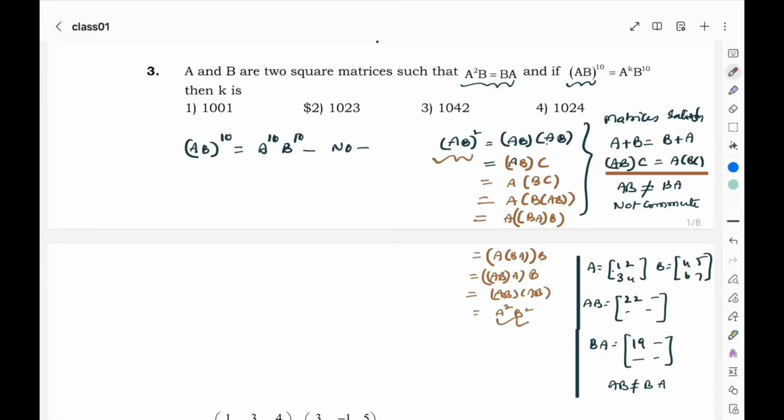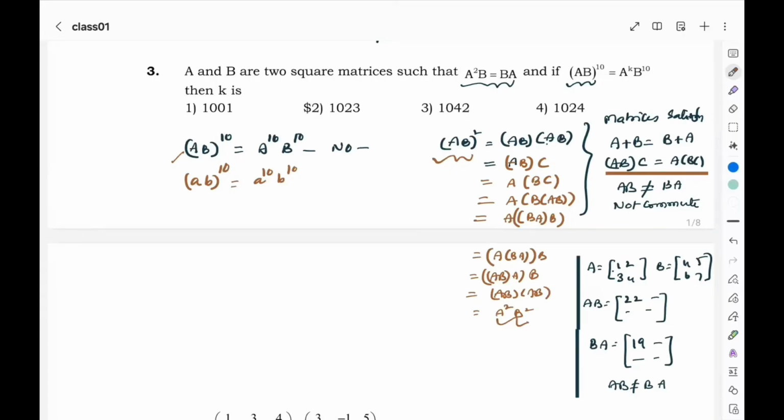But he has not given any condition like they commute with each other, he gave some other condition. So for a number system, real numbers, you can write like this. But for matrices, you should not write.